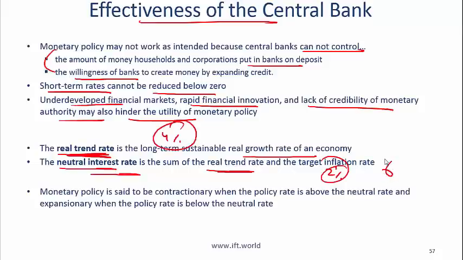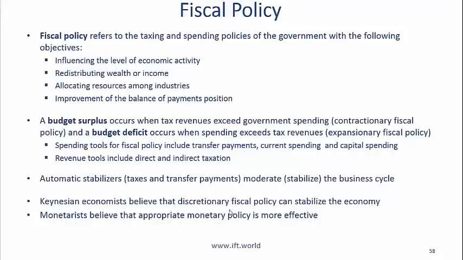A rate higher than 6 would cause the economy to slow down. A rate lower than 6 would be considered expansionary. Monetary policy is said to be contractionary when the policy rate is above the neutral rate and expansionary when the policy rate is below the neutral rate.